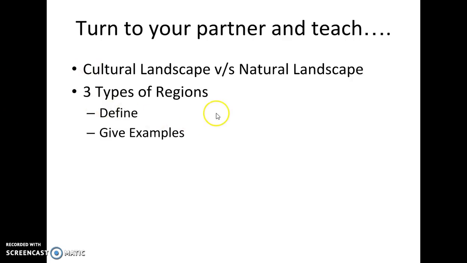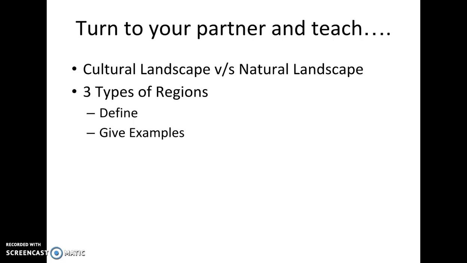And when we look at this cultural landscape and this idea of diffusion and density, we're also talking about regions. And remember, regions, this is a way of grouping areas by commonality. So dividing up larger areas and creating smaller areas, and they're grouped by certain commonalities.